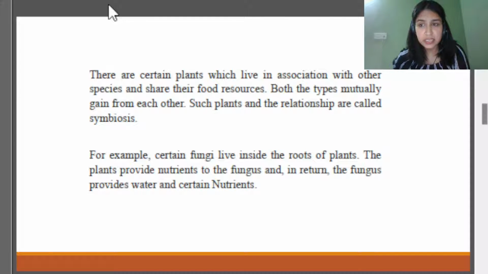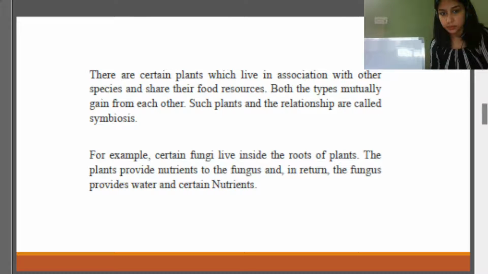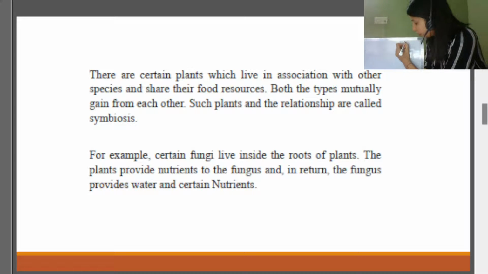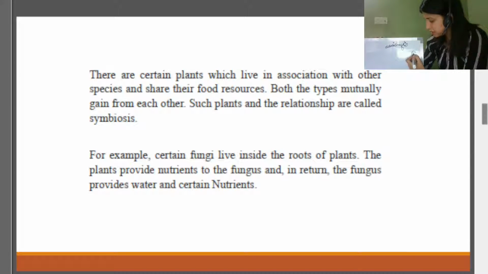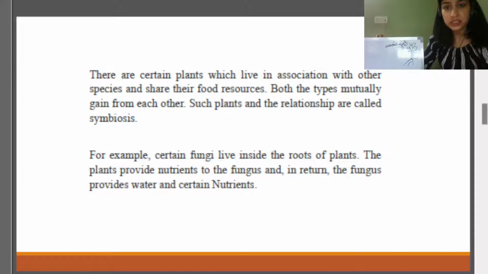Yes, but it is saying that there are certain plants which are associated with. Yes, so if we talk about symbiosis, then what do we say? If this is one plant, and these are the roots that the plant is having, and these are the roots.